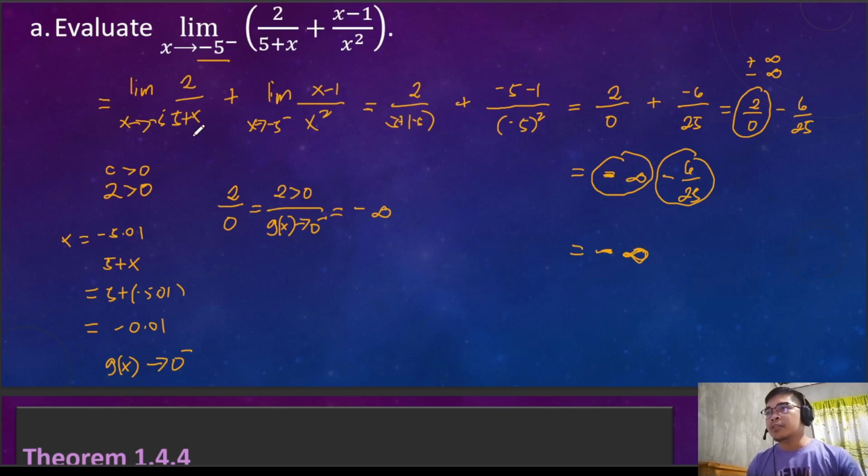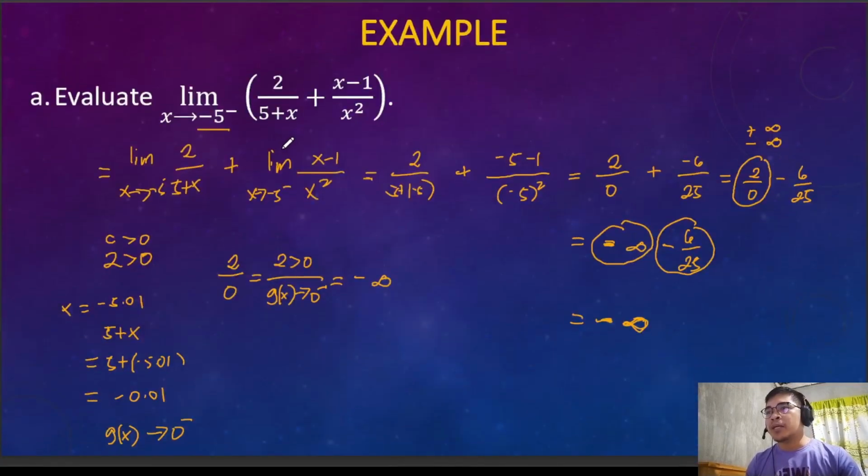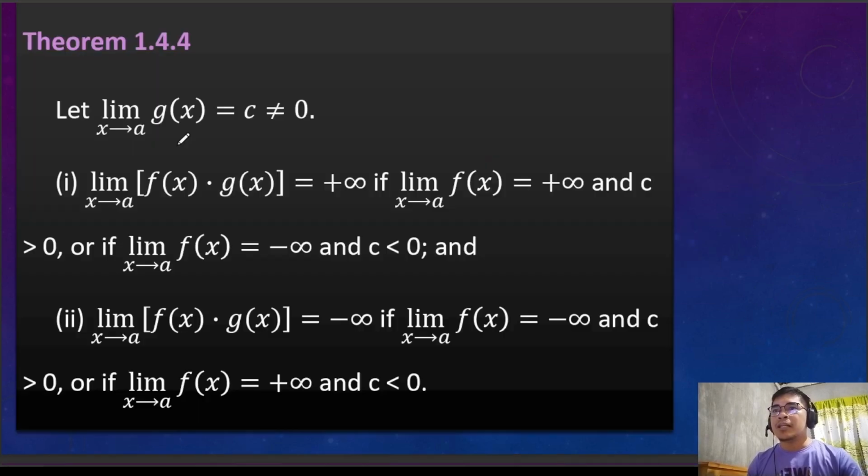Our limit for 2 over 5 plus x minus 1 over x squared as x approaches negative 5 from the left. Okay? So let's have the last theorem. Let the limit of g of x as x approaches a be equal to c, and our constant is not equal to 0. So meaning it can be positive or negative, as long as it is not equal to 0.